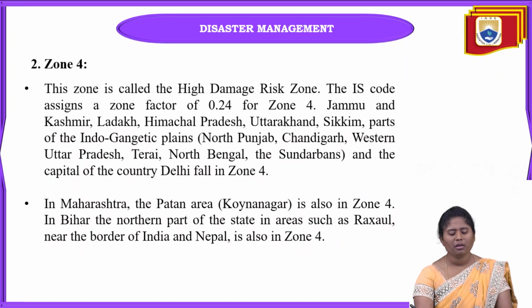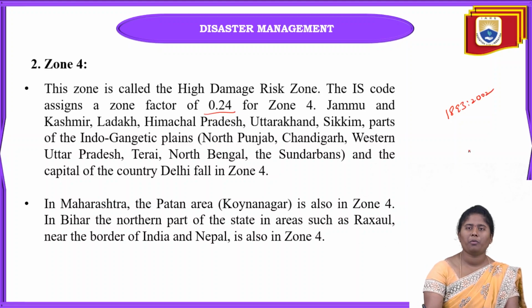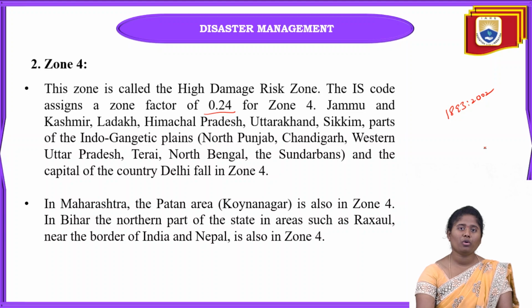Coming to the next one, that is zone 4. This zone 4 is also one of the high damage risk zones, and from IS code 1893 its zone factor is 0.24, whereas in zone 5 its value is 0.36. The zone factor is decreased for zone 4. When compared with zone 5, in zone 4 there is somewhat of a decrease in the risk.